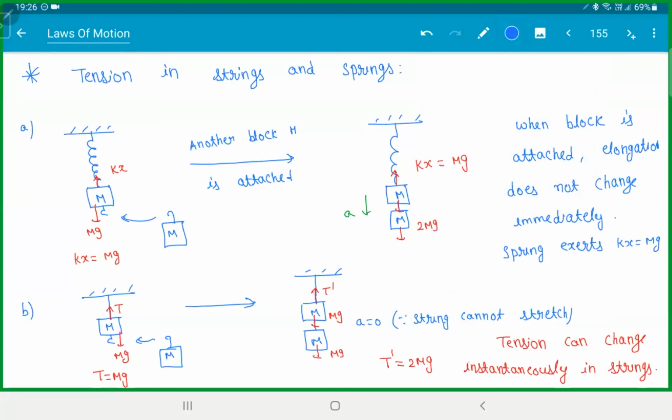Have a look at this. If you take a spring and let's say you apply 100 Newton of force, that gives the elongation. Suddenly, if you make it 1000, the spring doesn't care. It will still give 100 only, because it will take some time to respond and stretch. Whereas strings are not like that. The moment you go from 100 to 1000, the string will suddenly become more tight and you'll get 1000 immediately. This happens because strings cannot stretch. They're inextensible, ideal strings.